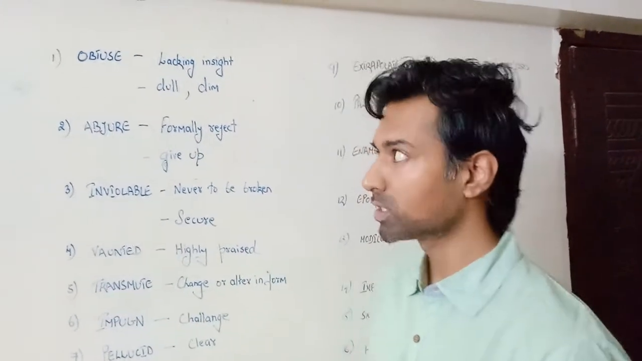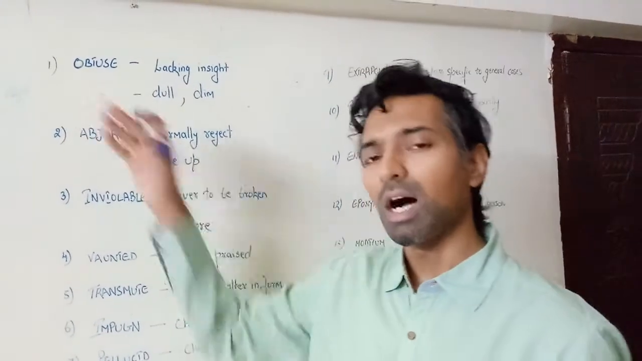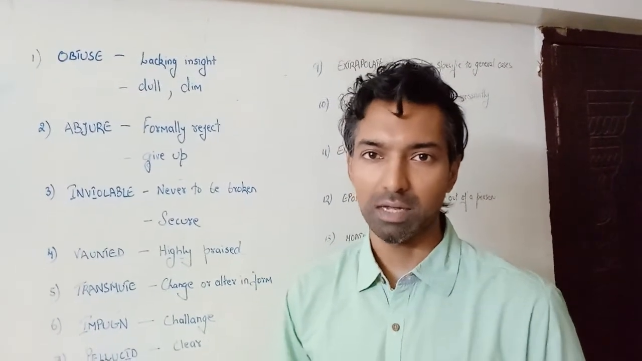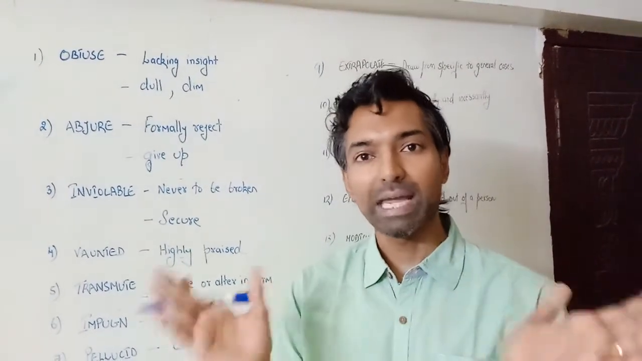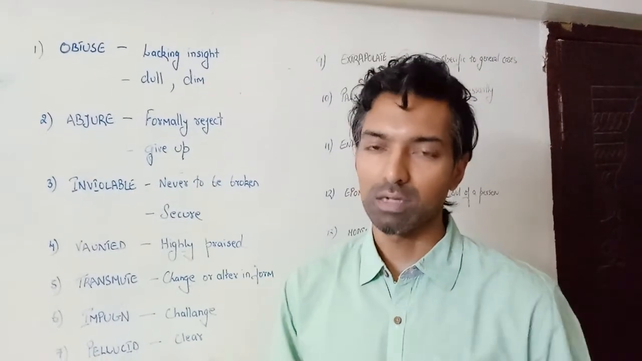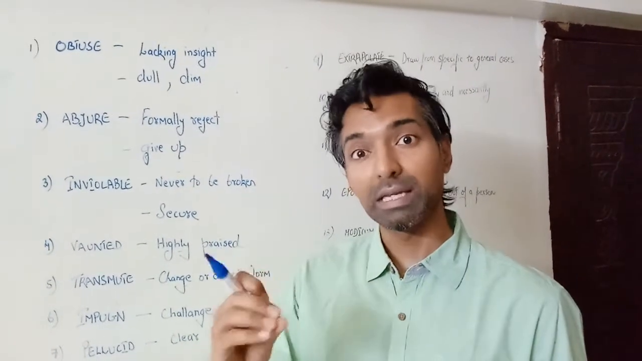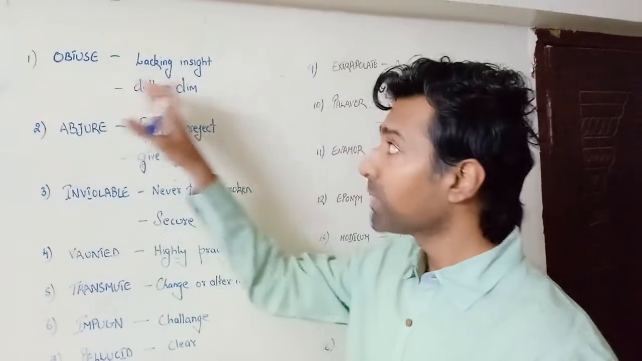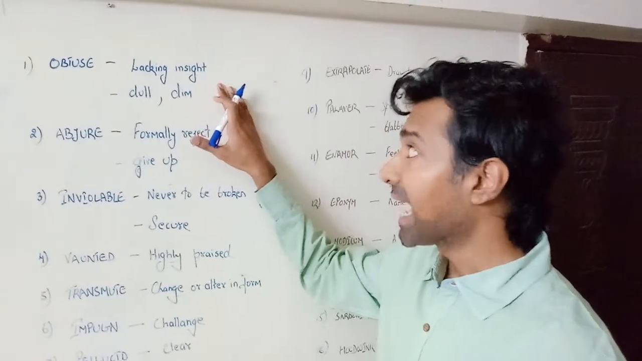The very first word today is obtuse. I am sure you must be aware of obtuse and acute angle in mathematics. Obtuse is more about wide, which can be understood as scattered, and acute is more about point or concentration. So when we talk about this word obtuse, it basically talks of the meaning as lacking insight.